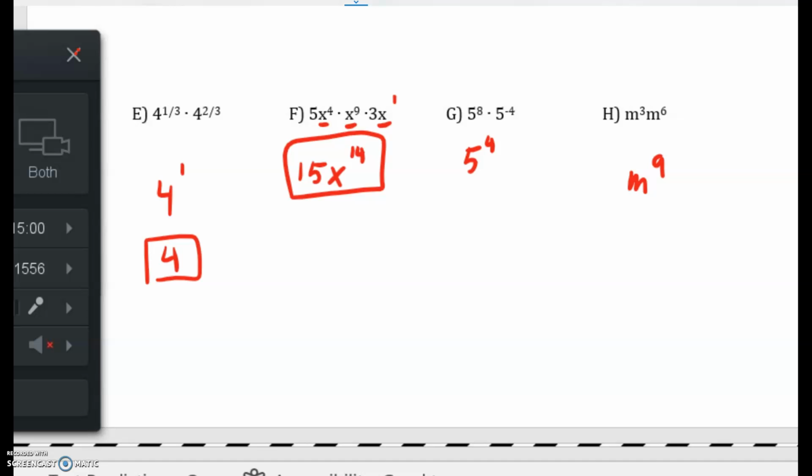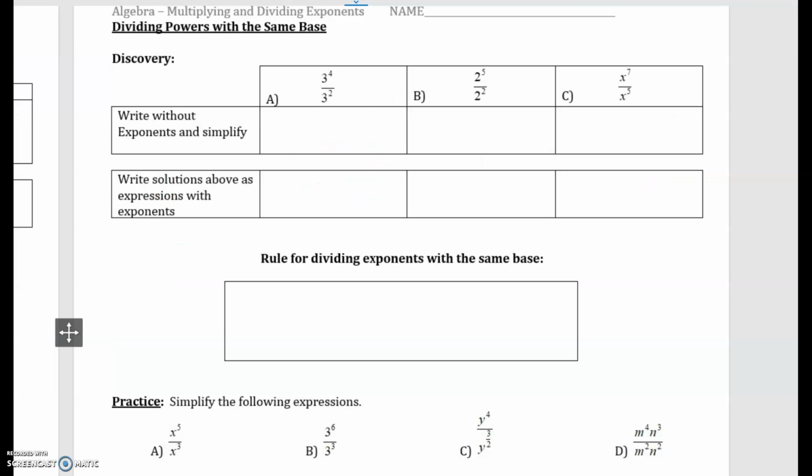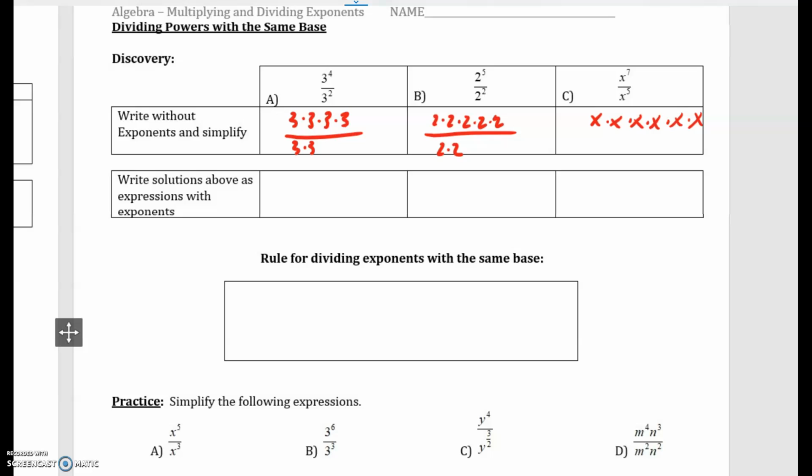Let's go down to the next slide and see about dividing. Okay, for division, let's go ahead and start by writing it in its expanded form and then seeing what the pattern is. So 3 to the 4th is the same thing as 3 times 3 times 3 times 3. And then 3 squared is 3 times 3. 2 to the 5th, 5 2's over 2 squared. 1, 2, 3, 4, 5, 6. So 7 x's divided by x to the 5th.